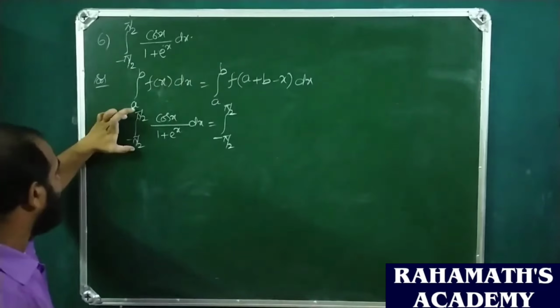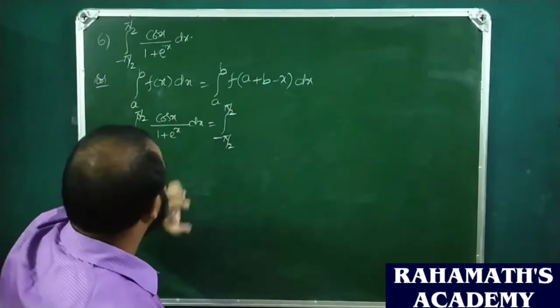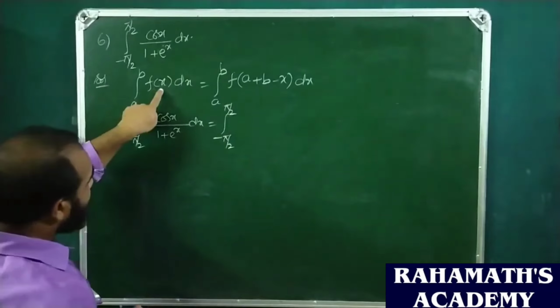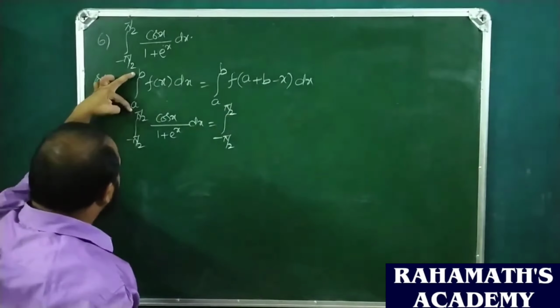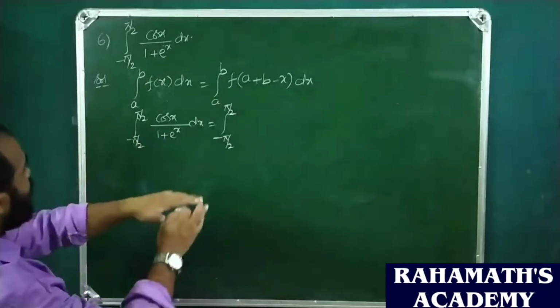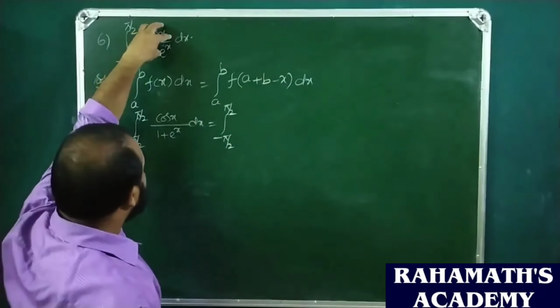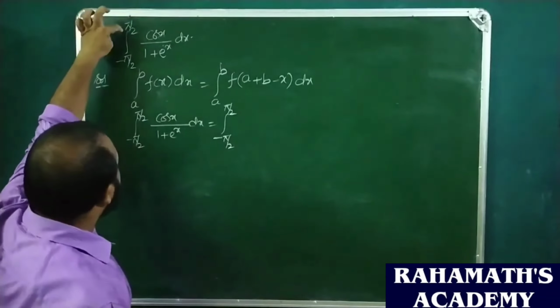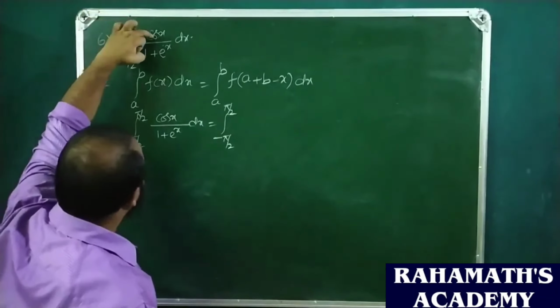Because a to b we are going to get again, therefore the limits won't be changed. Minus pi by 2 remains the same. So here, in the place of x, upper limit plus lower limit minus x. That's why in this integrand, wherever you find the value of x, substitute upper limit plus lower limit minus x.